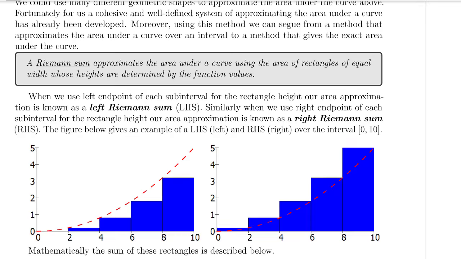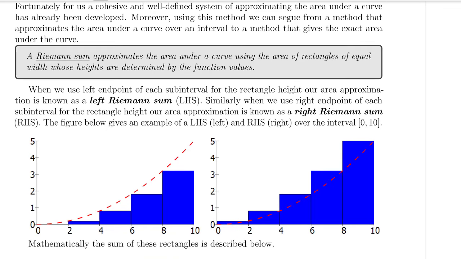So these pictures here are a couple of examples of left and right hand sums. So the image on the left is a left hand sum, and the image on the right is a right hand sum. So the dotted red line is the actual function, and the shaded blue area is our estimate of the area under the curve. And this is called a left-hand sum because the heights of the rectangles come from the function value at the left endpoint of each subinterval. So starting at the left from 0 to 2, the height of the first rectangle is the value of the function at x equals 0, and that is a height of 0. So there's no rectangle there.